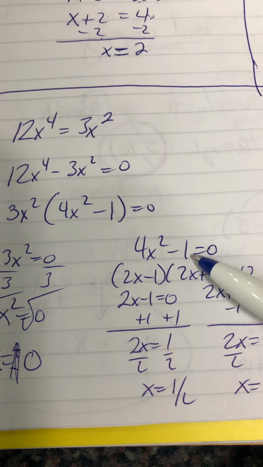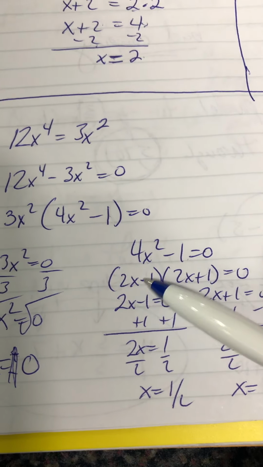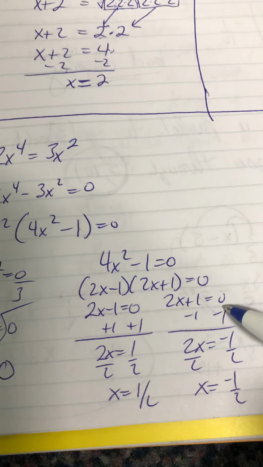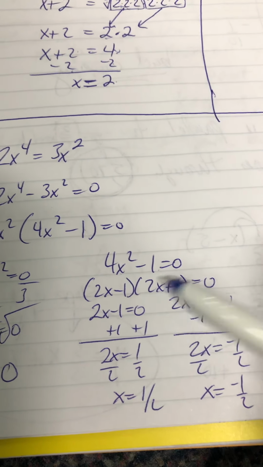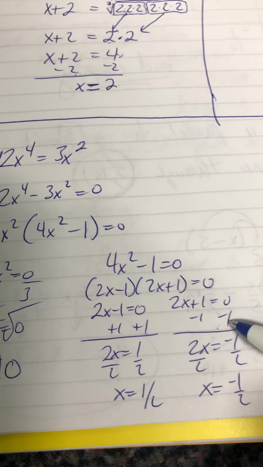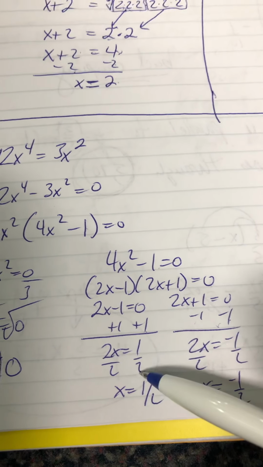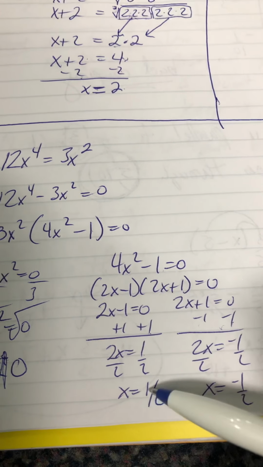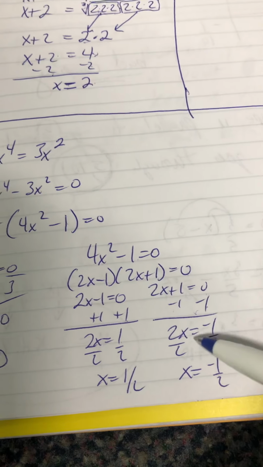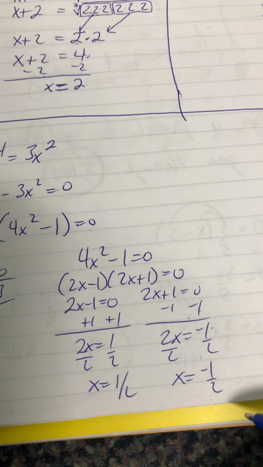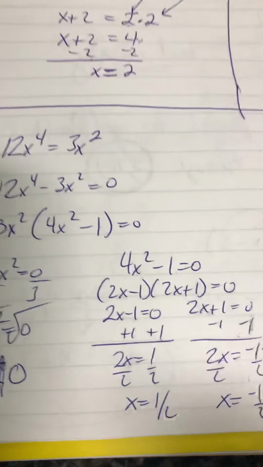4x squared minus 1, that's a difference of squares. So (2x - 1)(2x + 1). Take each factor and set it equal to 0, because we're using the zero product property. Add 1, subtract 1. 2x equals 1. Divide by 2, and then we get x equals a half. 2x equals negative 1, divide by 2, and we get x equals negative a half. Okay. Hopefully that helps.